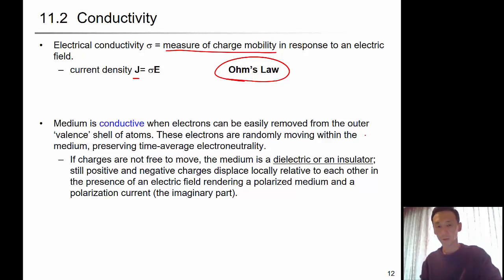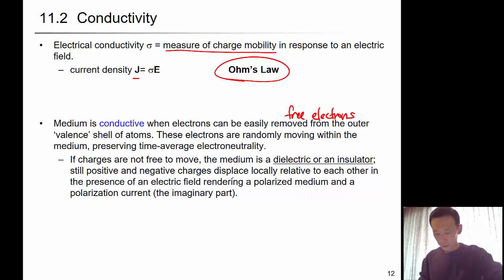So I think you've heard of the free electrons in metal or some materials, right? If in the outermost orbit the electrons are freely removable, then it's an electrically conductive material. Metal is one good example of that. If charges are not free to move, the medium is a dielectric or an insulator, like silicon or some plastic. There are no free electrons, so it's a dielectric material.